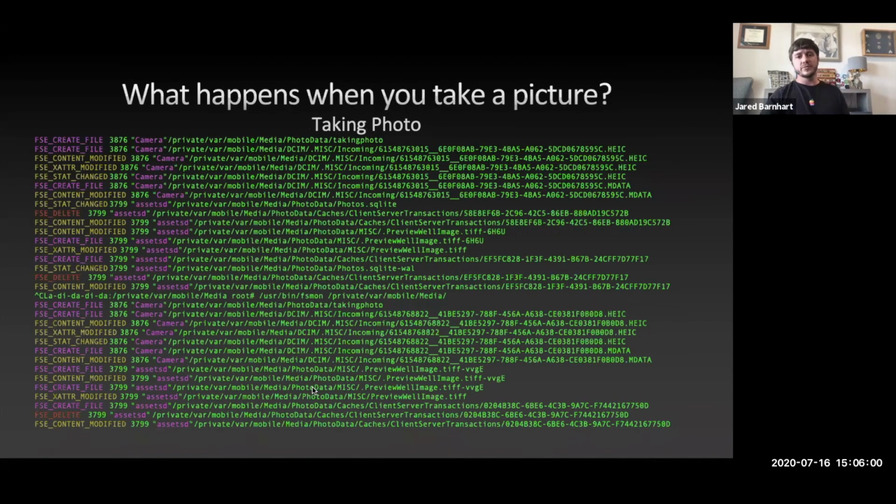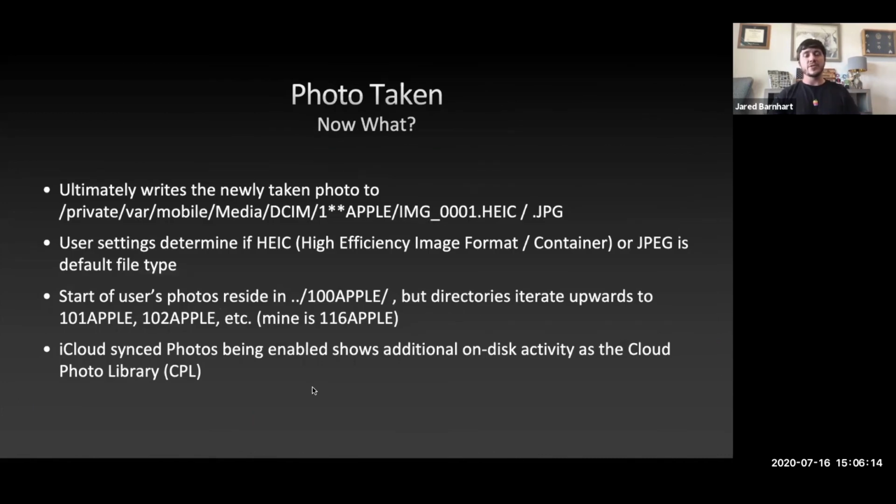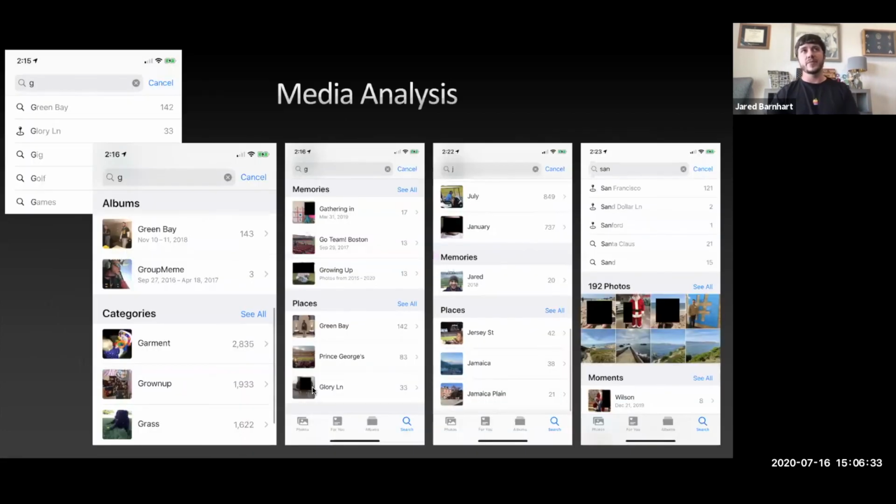So when you take a photo, this is just me pressing the button, and the file system that I was monitoring at the time runs with changes. And then I close the app and it runs with changes. Depending on whether you have Cloud Photo Library turned on and some of those other things will depend on exactly what file system changes are happening. But at the end of the day, you take a photo and it writes to a directory. Very, very simple. You can change some settings and make it a little bit different, but at the end of the day, you wrote a file. Easy. So let's get into the good stuff.